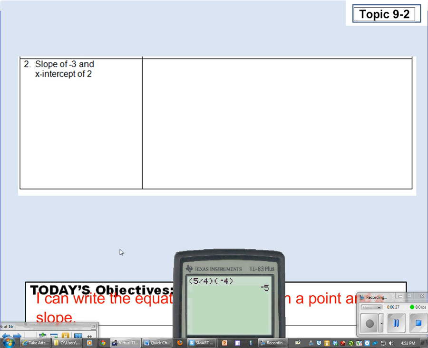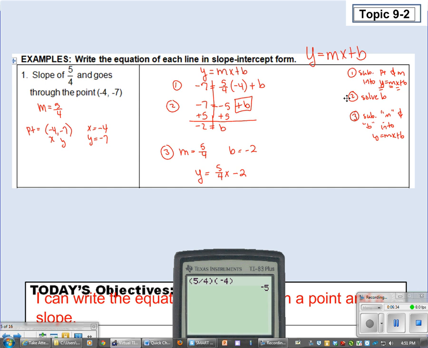Okay, example 2. We want the slope of -3 and an x-intercept of 2. I'm going to go back and get my steps that we used.